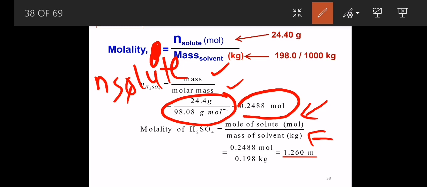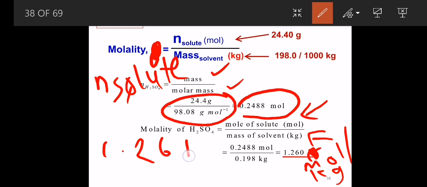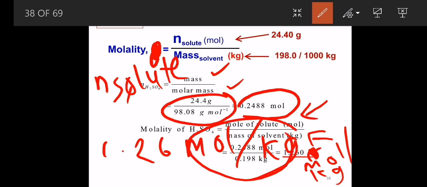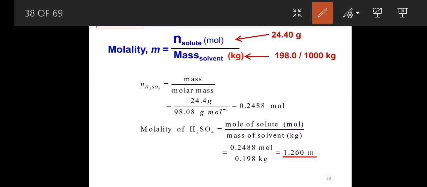So you change the unit. Do not use the M here, so you change the unit to mole per kg. So 1.26 mole per kg. Alright, use this unit. Mole per kg.